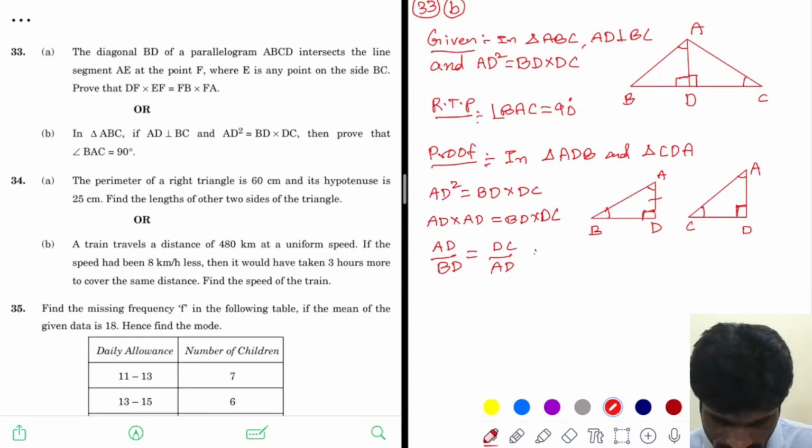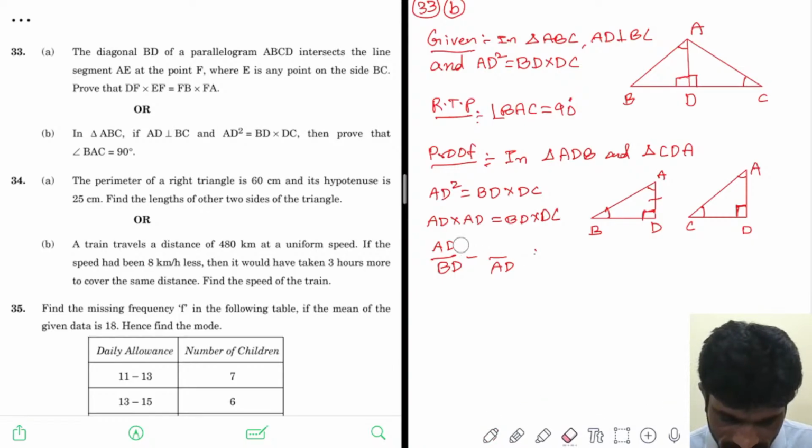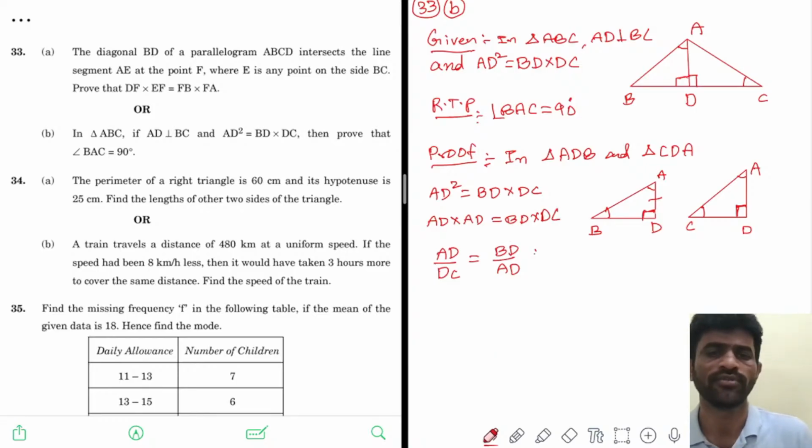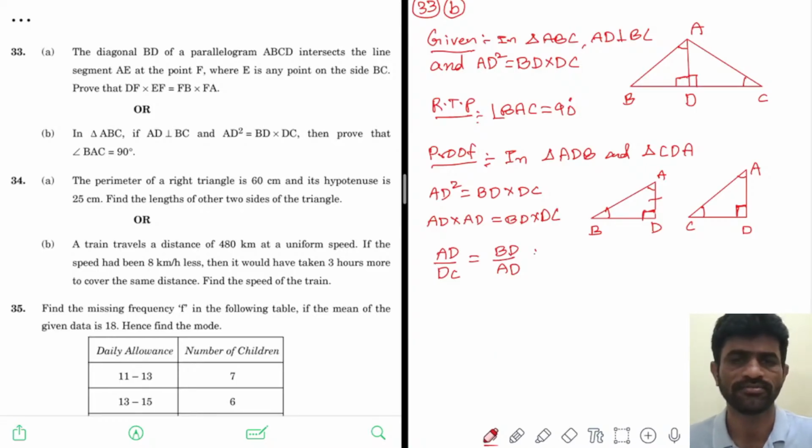Instead of taking it like this, we take it another way. DC, we send to this side, then we get it correct. So we get AD by DC is equal to BD by AD. I think now you will understand better. I am sending DC to this side instead of BD. So if you send DC to this side, what happens?